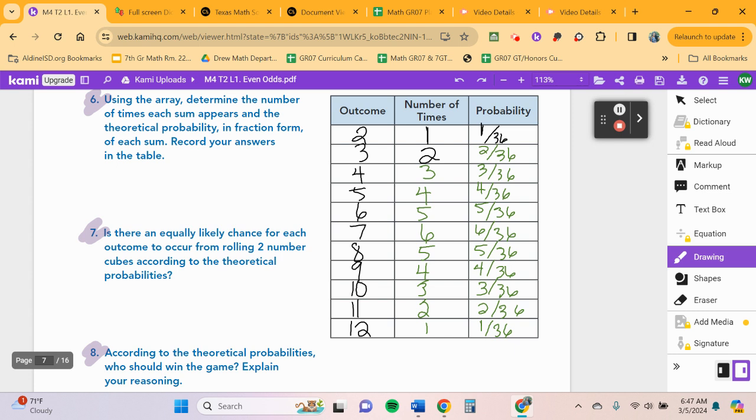So if you look at it carefully, with number 2, it starts off with 1 out of 36. Then 3 has a 2 out of 36 chance. To roll a 4 has a 3 out of 36 probability, and then so forth. The one with the highest probability is 7 because it has a 6 out of 36 chance. And then the ones with the lowest are 2 and 12. So the answer to this, of course, would be no, they do not.